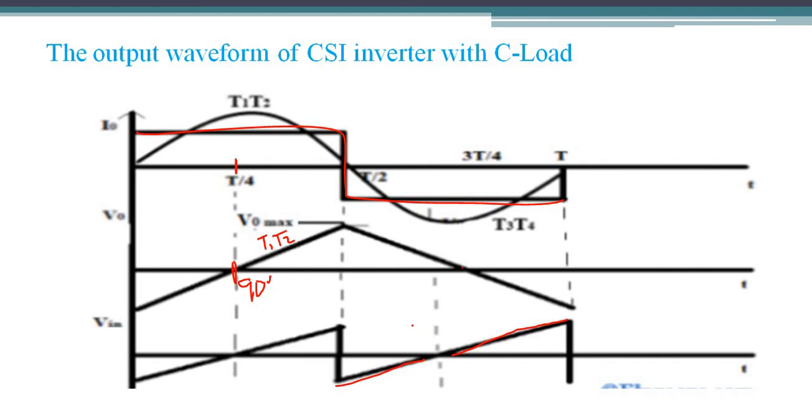Here the frequency of the input voltage is equal to 2 times the fundamental frequency. Okay. You can observe that for a pure sinusoidal voltage the standard frequency is 50 Hz, but the input voltage here is 2 times the fundamental frequency, that is 2 into 50 Hz, 100 Hz.